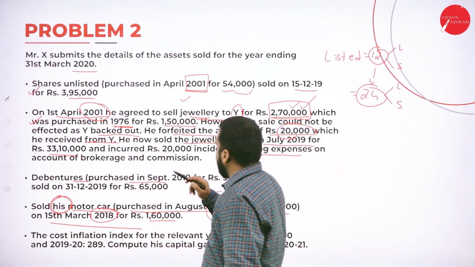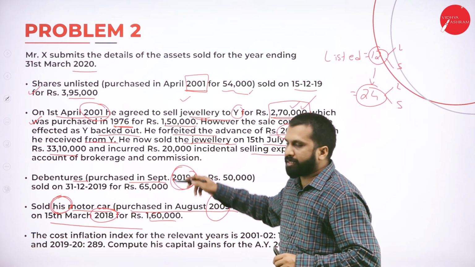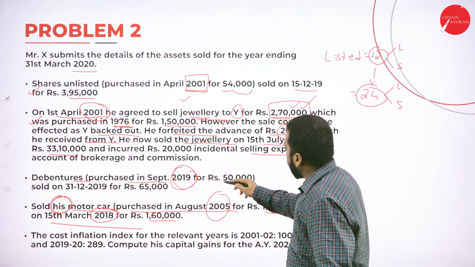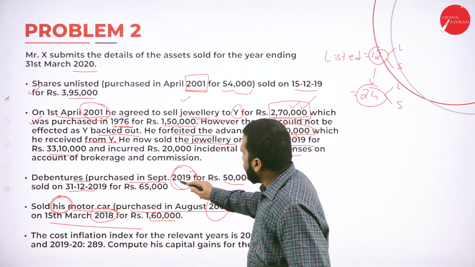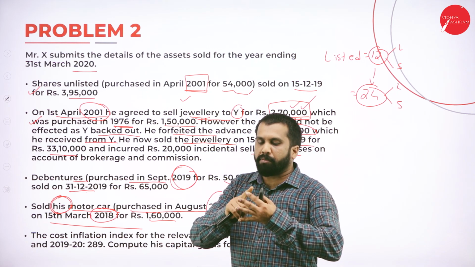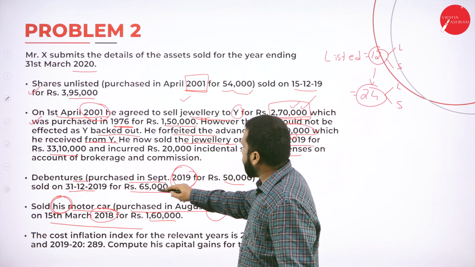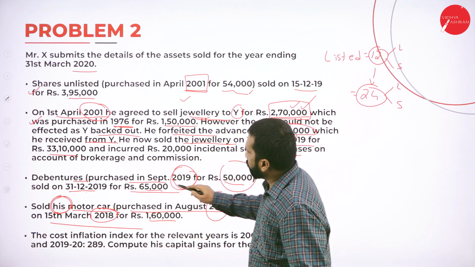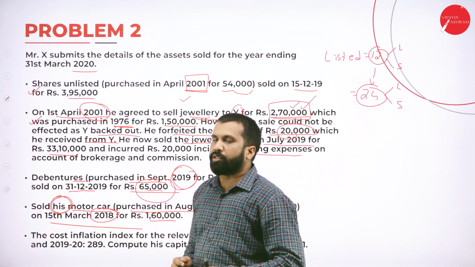Debentures purchased in September 2019 for 50,000, sold on 31st December. September to December, how many months? September, October, November, December, hardly 4 months. Purchase price 50, selling price is 65. Is it long term or short term?